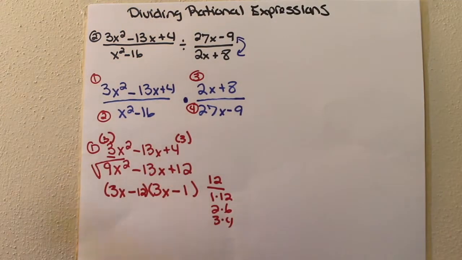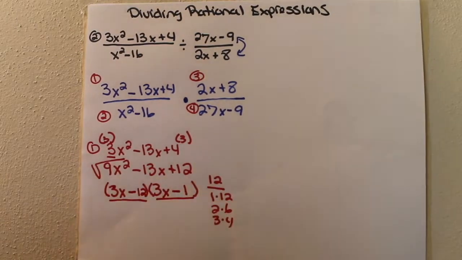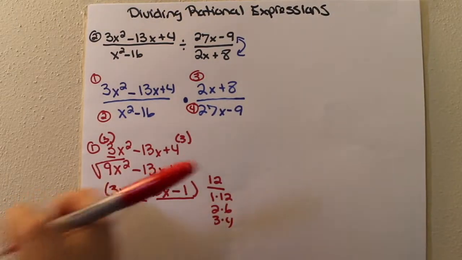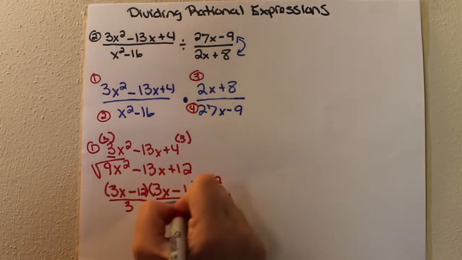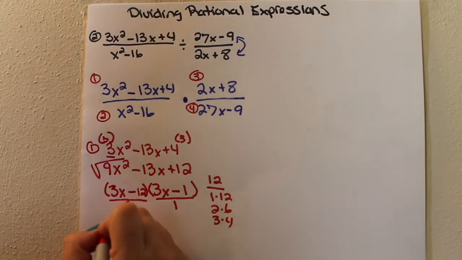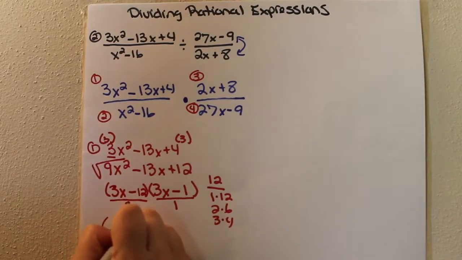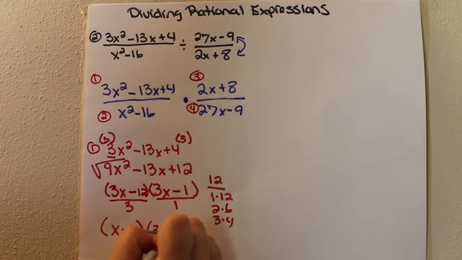And since I changed the problem in the beginning by multiplying by 3, I'm going to divide out any common factors, which should be 3 as well. I can see 3 and 12 have a 3 in common. 3x and 1 have nothing in common, which essentially means they have a 1. So my final factored answer for my numerator is going to be x minus 4 and 3x minus 1.